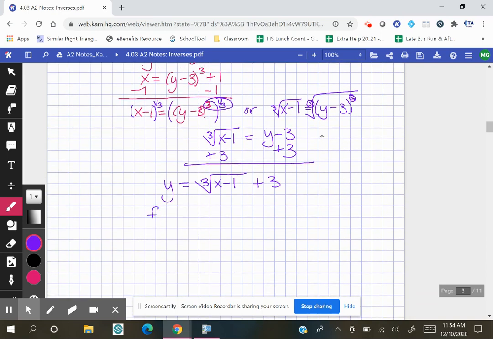And then lastly, I'm just going to replace it with my notation. Since they asked me to find f negative 1 of x, I've got to put it back in. So when you're doing a cube root, make sure the little 3 goes inside the hook so it doesn't look like you're doing 3 times the square root of x minus 1.